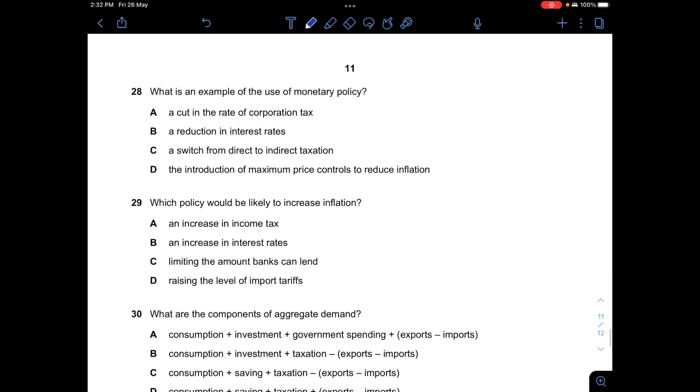28, what is an example of the use of monetary policy? So monetary policy is basically the government's decisions on its money supply, your interest rates, and your exchange rates. So A says a cut in the rate of corporation taxes, which is based on fiscal policy, so it's not correct. B says a reduction in interest rates, correct. C says a switch from direct to indirect taxation, this is fiscal policy. And D, the introduction of maximum price controls, is government intervention, so the answer is B.